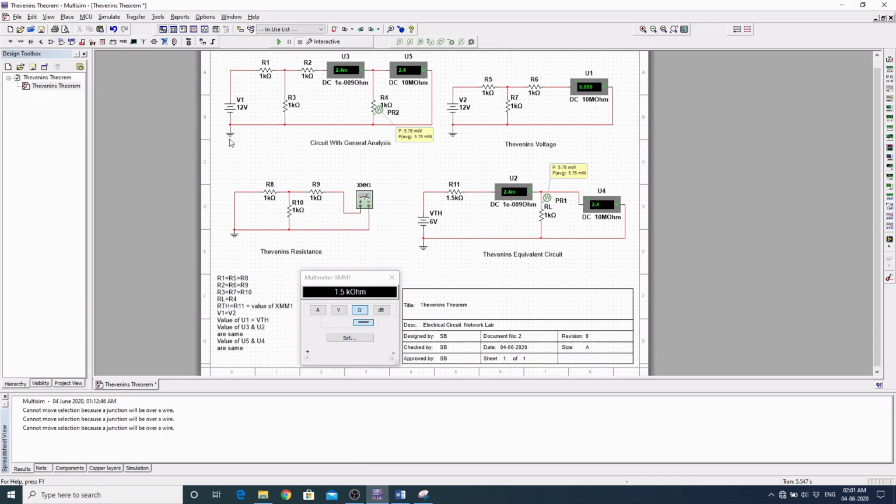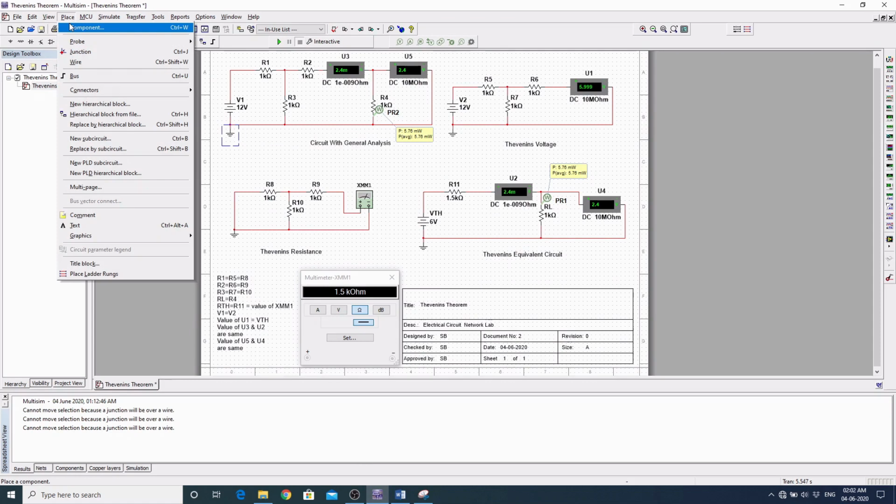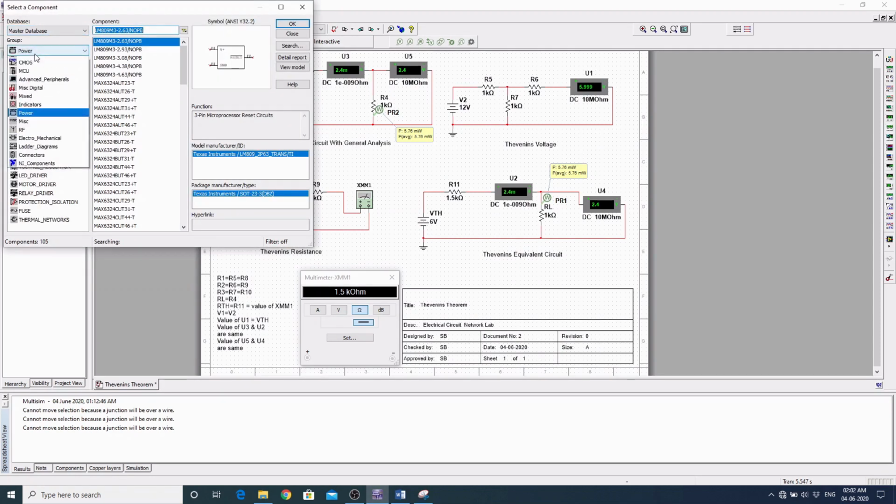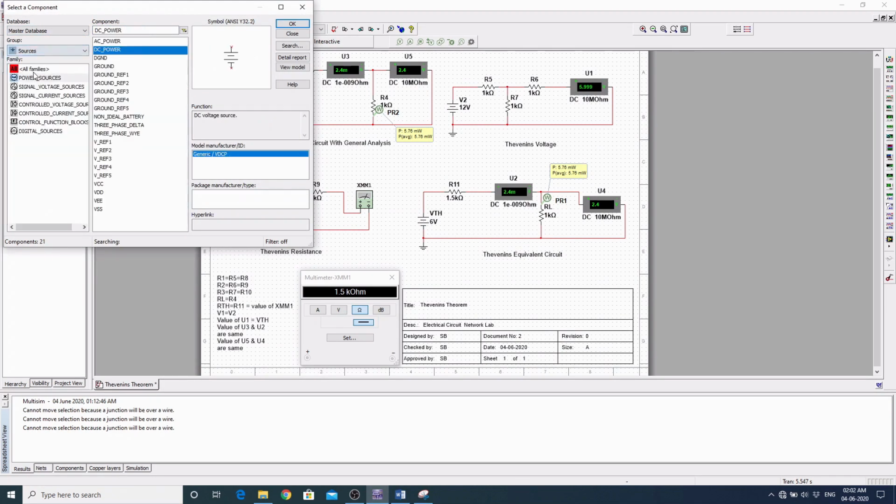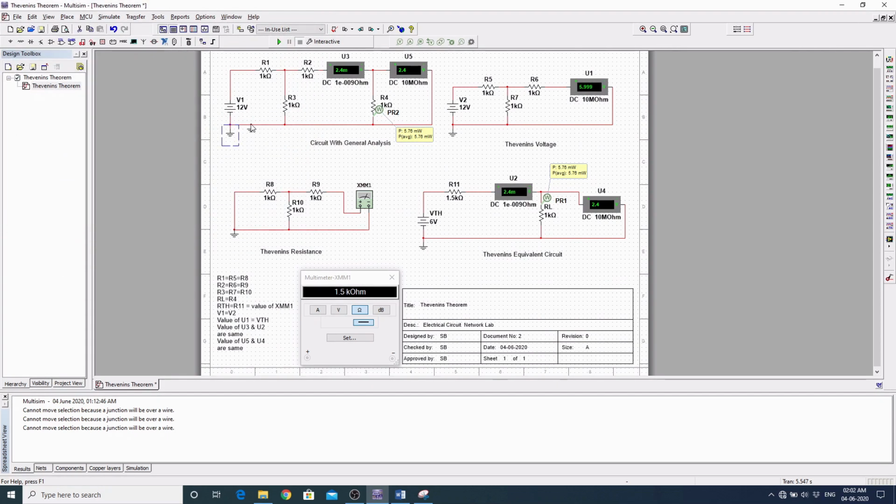While performing the experiment you have to connect the ground compulsorily. This is compulsory to connect, and you will get it from place components, then sources, then you will get this ground like this, and you have to connect it this way, and you will also get it from here.